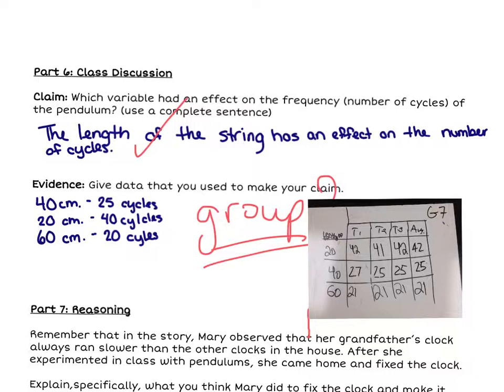Once again, this is a different group. They use different lengths of string. And you can clearly see in the averages here that there was a difference in cycles.